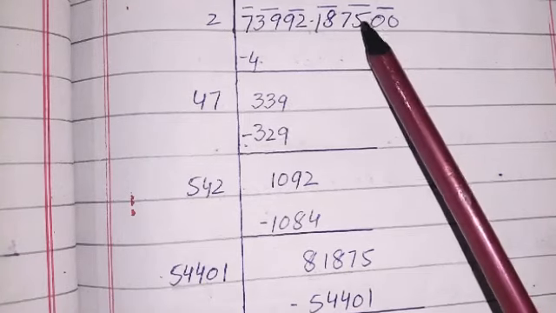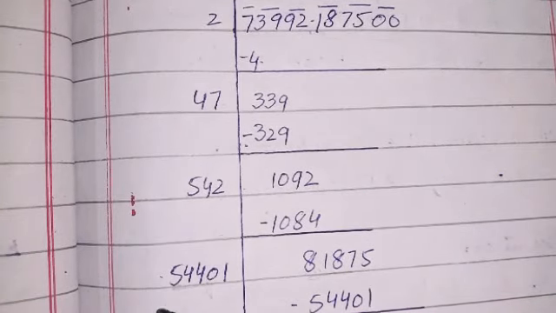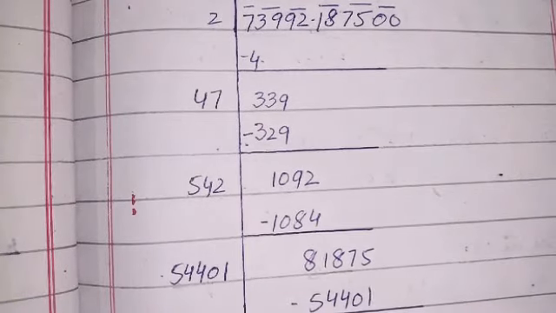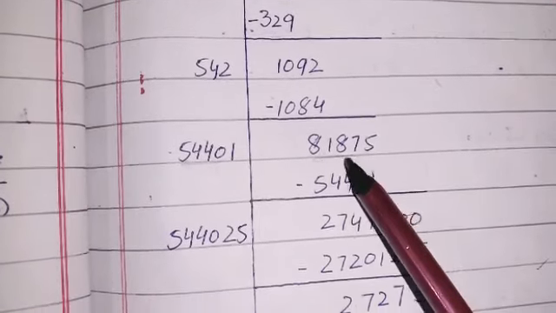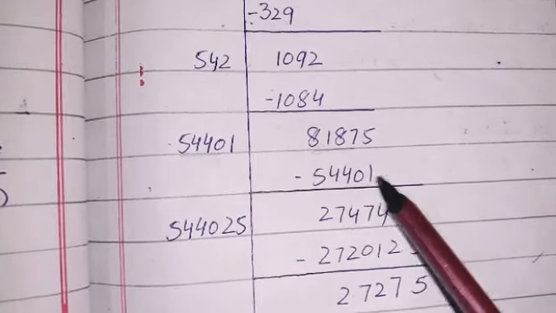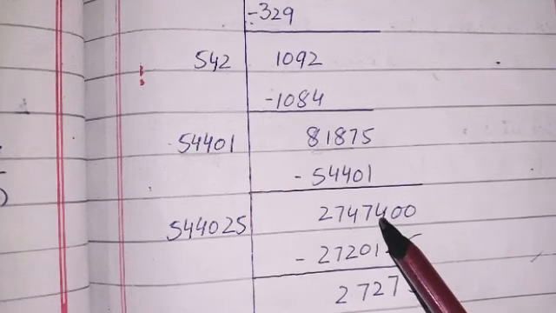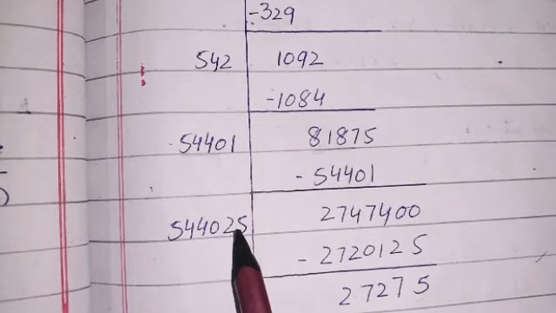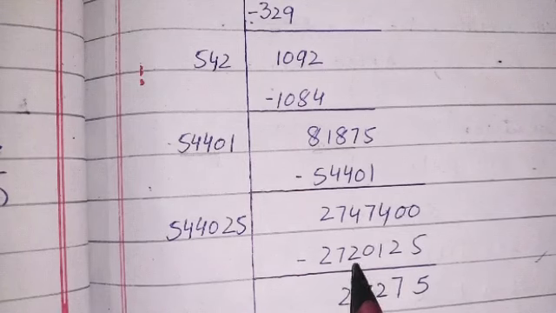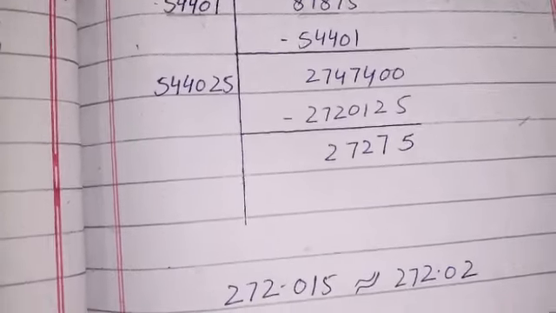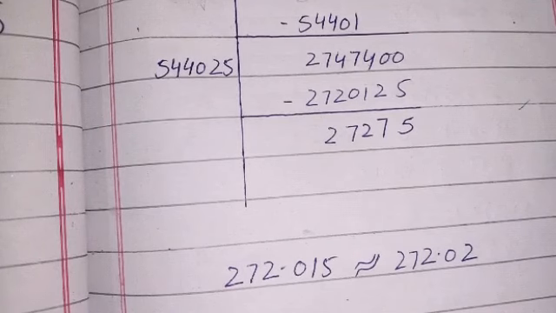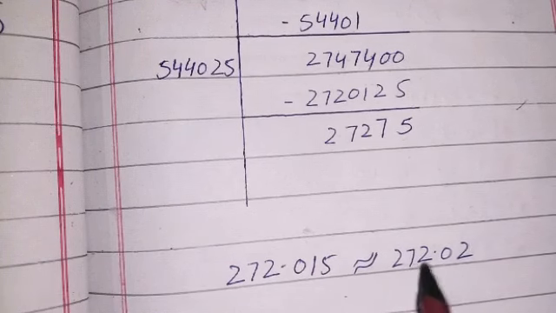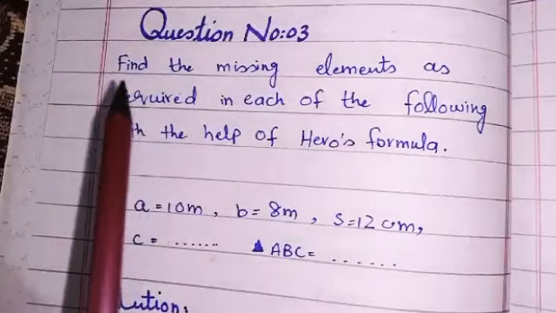So we will write again next pair, which is 75. So when we multiply 54401 with 1, we got 54401. Then we will minus 875 minus 54401. We got 27474. Then we will write a pair of zeros. Then 54402 into 5 we got 2720125. By subtraction we got division process is not complete, so we will round off up to 2 decimal places. Our got answer 272.015, approximate equal to 272.02.